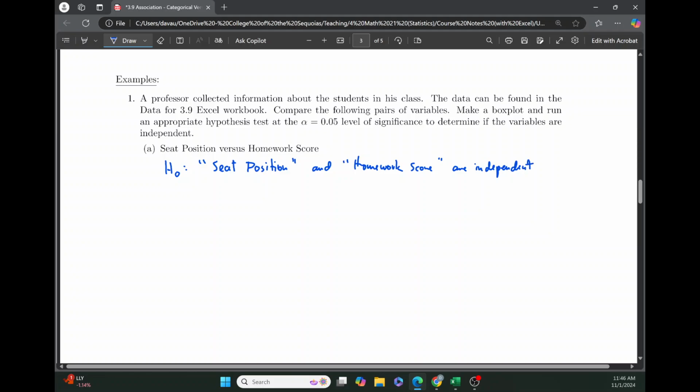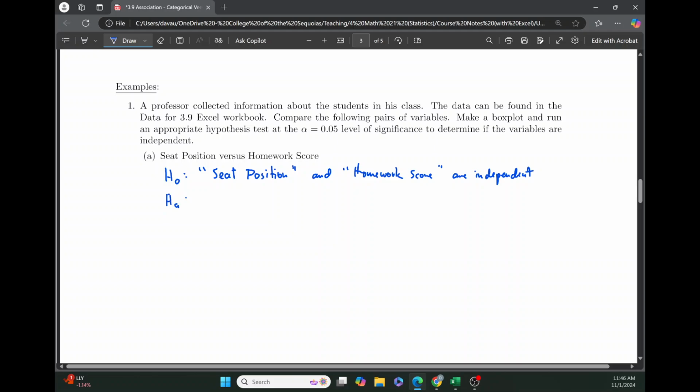So the null hypothesis is that the variables are independent. The alternative is that I'm just going to use little ditto marks. The alternative is that the variables are dependent.